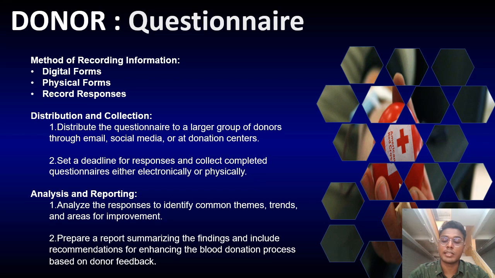So the last one is analysis and reporting. Analyze the responses to identify common themes, trends, and areas for improvement. Second, prepare a report summarizing the findings and include recommendations for enhancing the blood donation process based on donor feedback. What I really meant here is, we are doing a questionnaire and we already got the responses, so what are we going to do next?